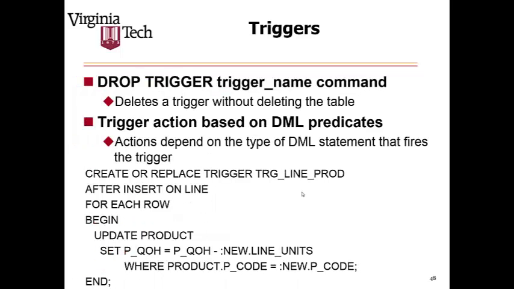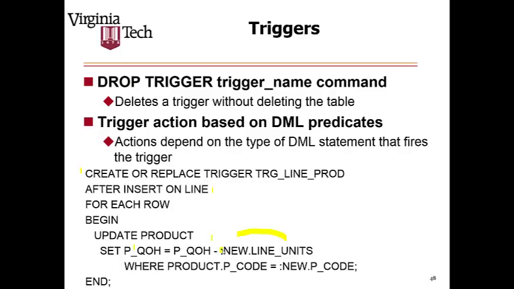All right, let's take a look. Here we have our trigger. We say create or replace trigger trigline_prod, after insert on line. So anytime a row is inserted into line, for each row, we want to update product and set the quantity on hand for the product minus the number of units that were just purchased.